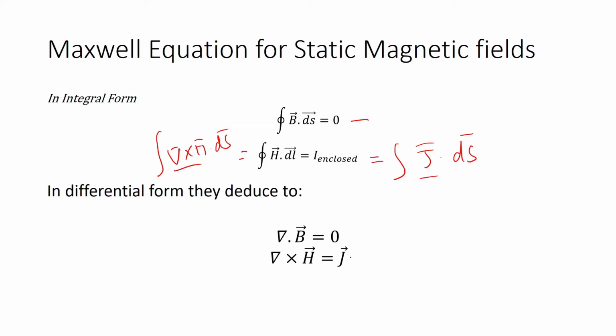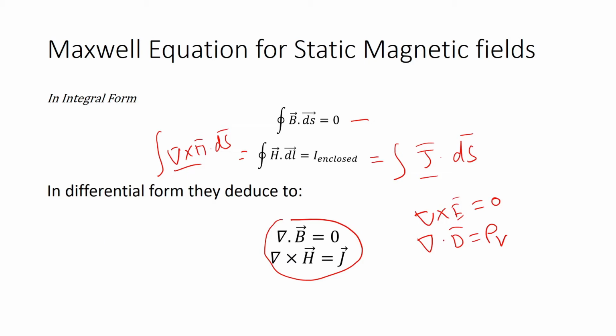So there are four Maxwell's equations for static fields. Two of them are del dot B bar equals 0 and del cross H bar equals J bar, and the other two are del cross E bar equals 0 and del dot D bar equals rho v. So these are the four Maxwell's equations for static fields.